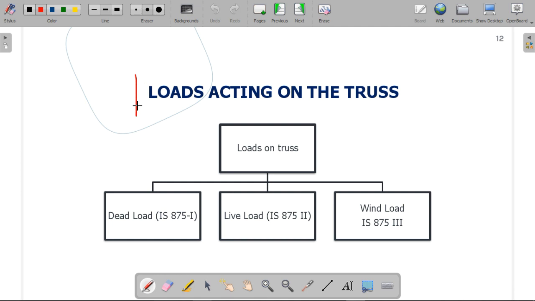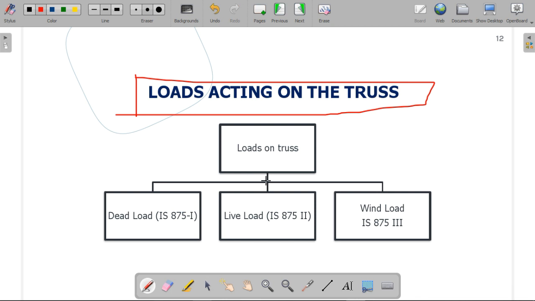Now what are the loads that will act on the truss? The loads that will act on the truss can be divided into dead load, live load, and wind load. These are the three basic loads that we have to calculate to analyze the truss. First we'll try to understand the calculation of dead load, and then we'll go on to live load and the wind load.